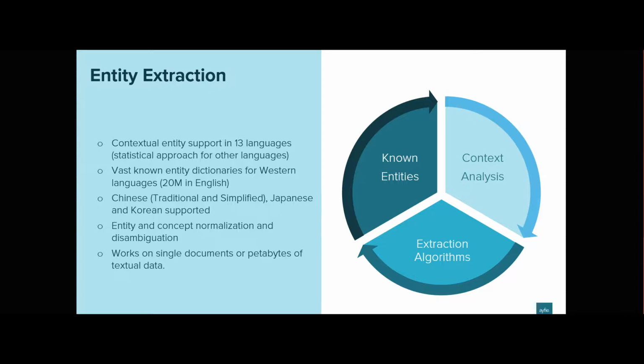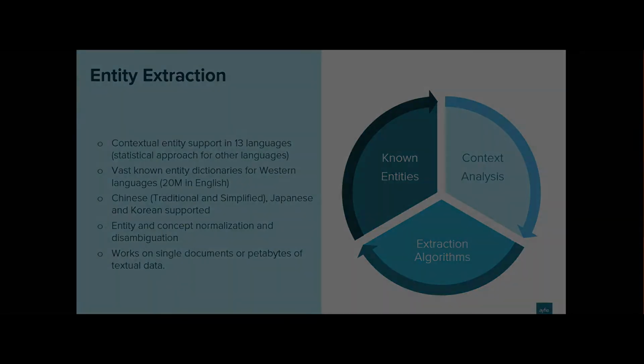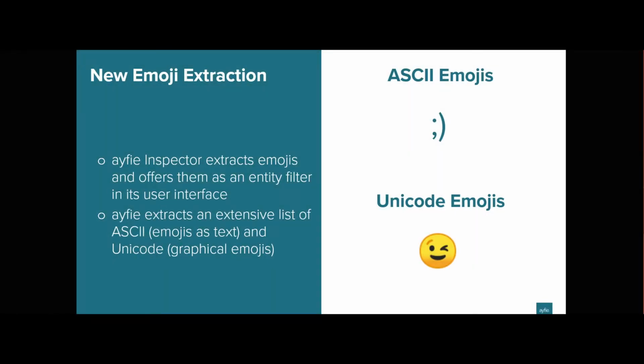Because ayfie technology does not rely on frequency, we can extract entities even from small collections of hundreds of documents and short messages such as cell phone texts. ayfie Inspector's ability to support chat was recently enhanced with our new emoji extractor. This feature allows users to quickly identify non-text content that contextualizes the sentiment or hidden meaning of the surrounding words.